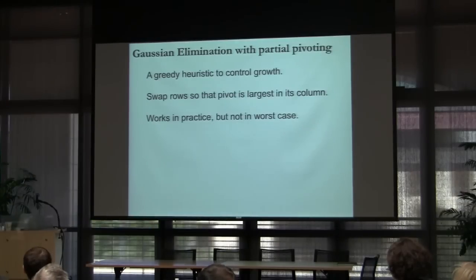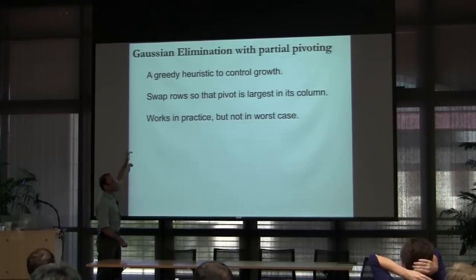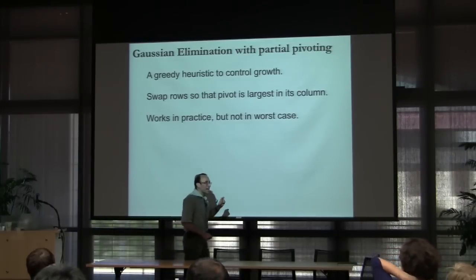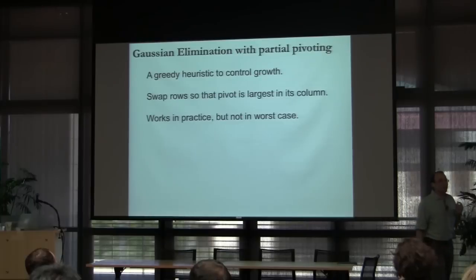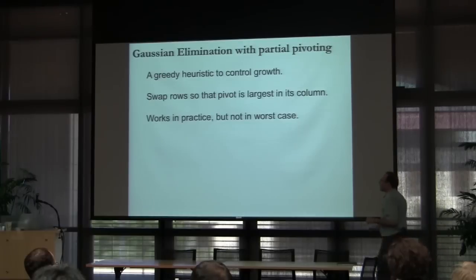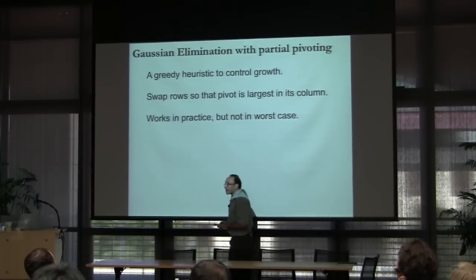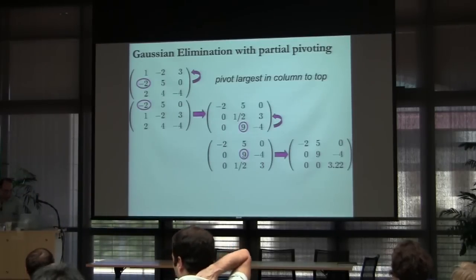Okay, so let's look at the algorithm people do use. This is called Gaussian elimination with partial pivoting. It is a greedy heuristic that people use to control the growth of entries when doing Gaussian elimination. At every iteration, you always swap rows, whether or not there's a zero in your pivot, to bring the largest entry in a column to the top. So it's greedy. This is a great example of an algorithm that works in practice, but is known to fail in the worst case.